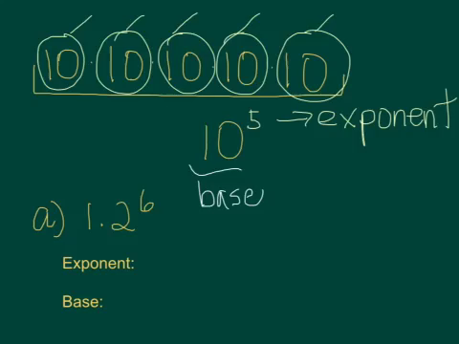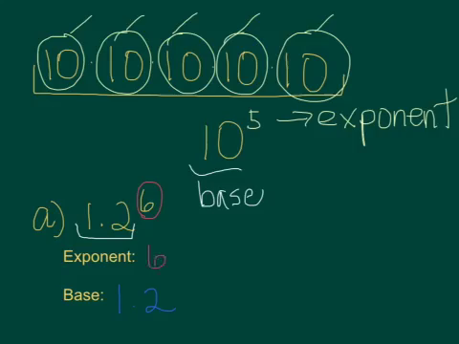Okay, so let's look at our first example. 1.2 to the 6th power. Okay, so what do you guys think? What's our base? Well, what's the number being multiplied? The number being multiplied is 1.2, that is our base. And how many times is it being multiplied? It is being multiplied 6 times, and so that is our exponent.